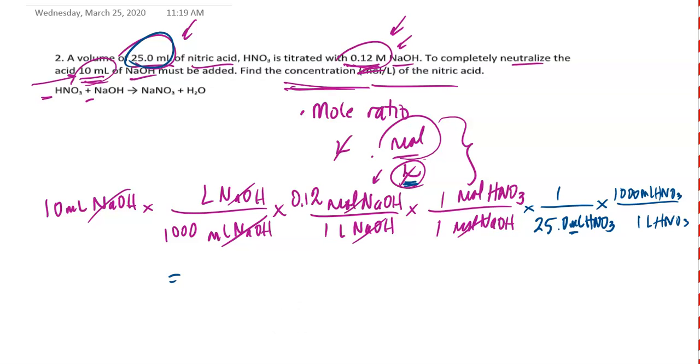So if I do this math, then I should be okay. So I'm going to go ahead and take 10, divide by 1,000. Okay, this gets multiplied by 0.12, and then I'm going to divide by 25, and then multiply by 1,000. And if I do this math, I get 0.048 molar nitric acid as my concentration of acid.